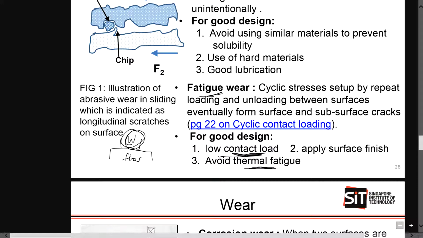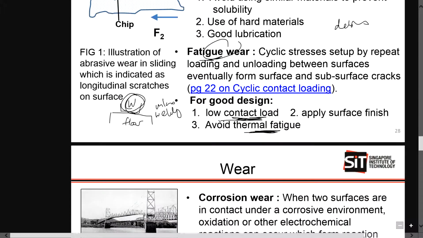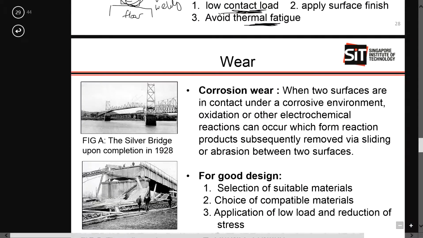And avoid thermal fatigue. Thermal fatigue itself is heating. If you constantly heat it up, you may cause a lot of welding, micro welds also. With the micro welds, as it moves up and down, there will be more debris coming out. You can also deteriorate the material. That's something for you to know.